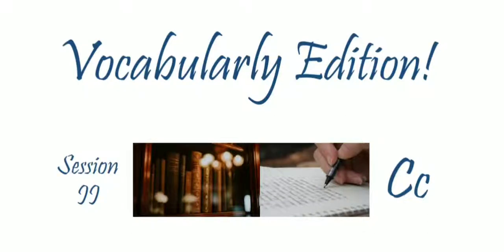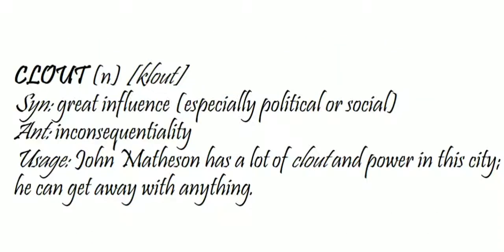Vocabulary Edition Session 2, starting with letter C. First one, clout, noun. Great influence, especially political or social. Antonym of clout is inconsequentiality. It can be used as: John Matheson has a lot of clout and power in the city. He can get away with anything.